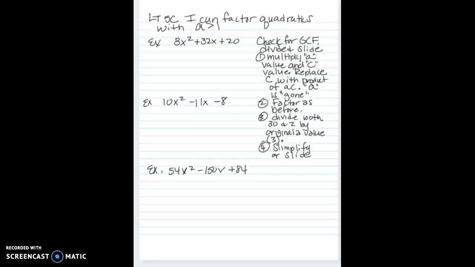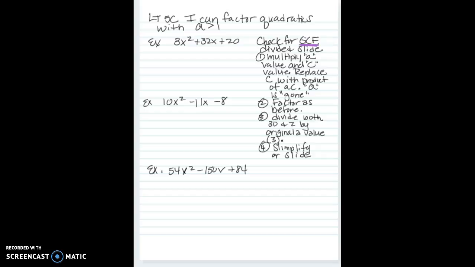Okay, Unit 2, Learning Target 5C. I can factor quadratics with a greater than 1. Our first example is 3x squared plus 32x plus 20, and we want to make sure that we check for a GCF. Very, very important that we check for a GCF.